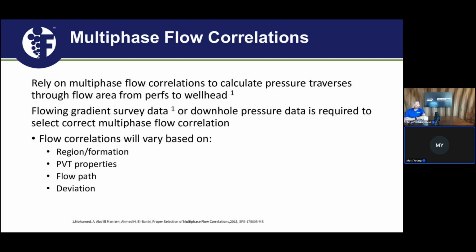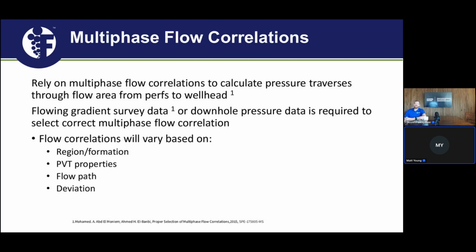A couple ways to do that. Of course, a flowing pressure temperature survey is going to be the ideal way to do it, because you're going to be able to get that pressure gradient throughout the wellbore. If you have a downhole gauge in an offset well or the well you're interested in, you can also grab that downhole pressure from that gauge and correctly select that multi-phase flow correlation.